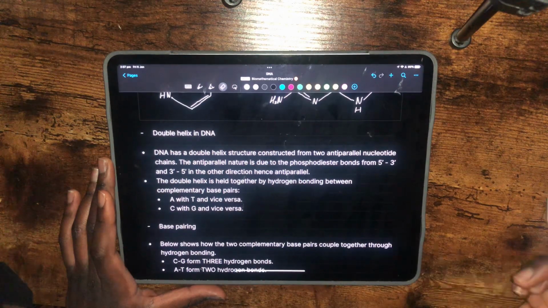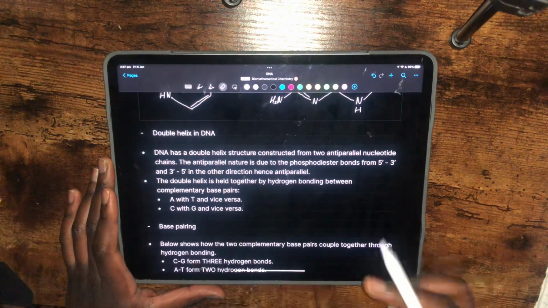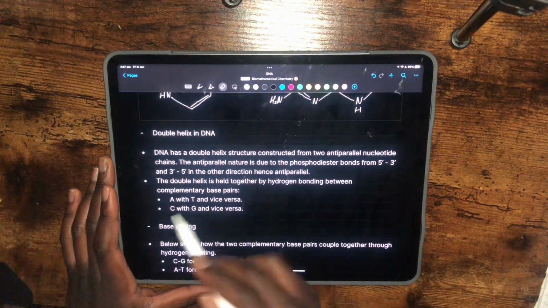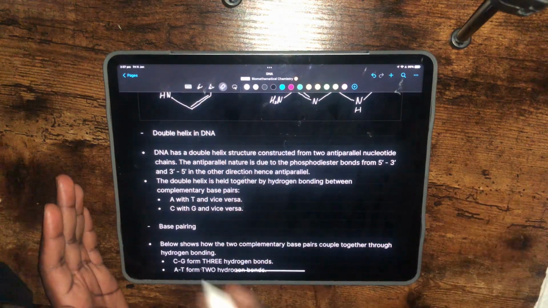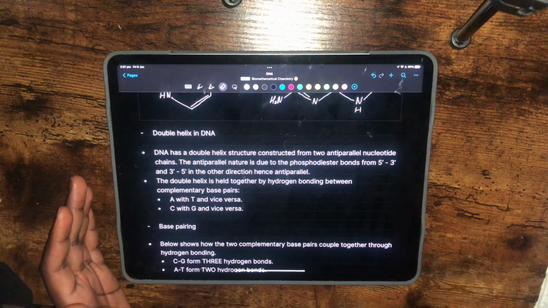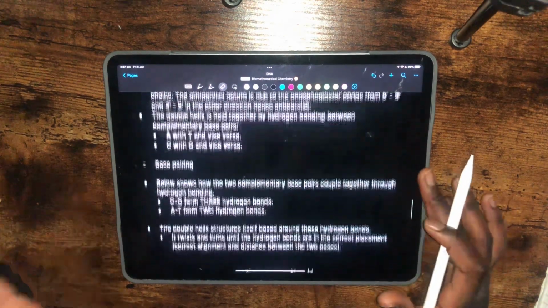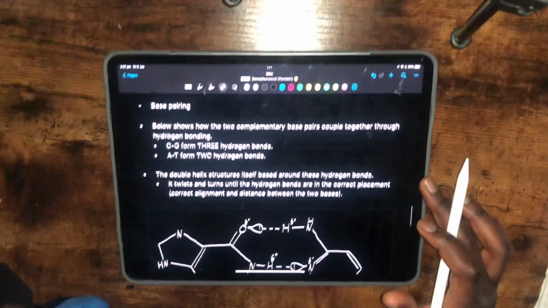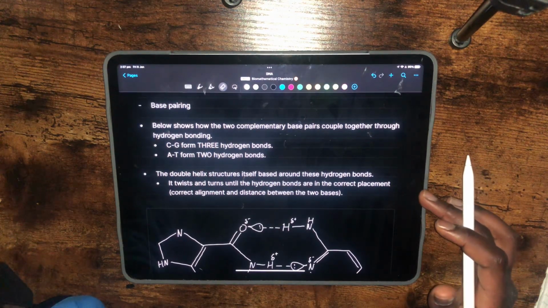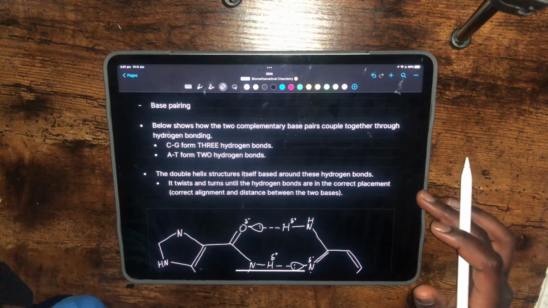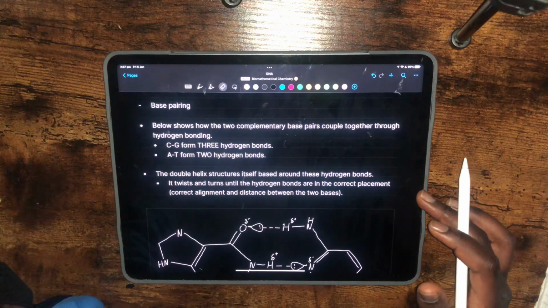So the double helix is held together by hydrogen bonding between the complementary base pairs, A with T and vice versa, and C with G, vice versa. When I say vice versa, I mean T with A, depending on what side they are. Adenine bonds to thymine, thymine bonds to adenine, cytosine bonds with guanine, guanine bonds to cytosine. Same thing, right? So base pairing. Below shows the two complementary base pairs coupled together through hydrogen bonding. Cytosine and guanine form 3 hydrogen bonds, and adenine and thymine form 2 hydrogen bonds.